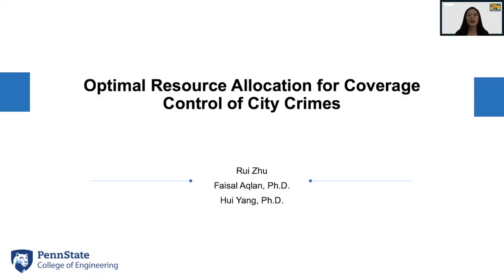Let me start by saying a few words about myself. My name is Rui Zhu, and I'm a PhD candidate of Industrial Engineering at the Penn State University. The topic of my presentation today is optimal resource allocation for coverage control of city crimes. This is a joint work with Dr. Aqlan and my advisor, Dr. Yang.